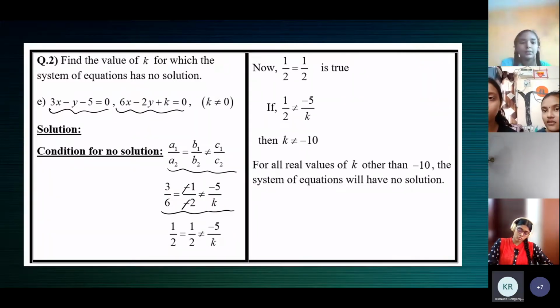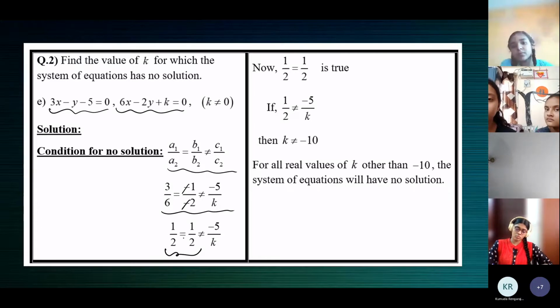Half is equal to... okay, so this is a situation where, because k is in the C2 part, you can get many values for k. Yes, because k is in the C1, C2 part, it can have many values. So when you work this, half is equal to half is straight away true.